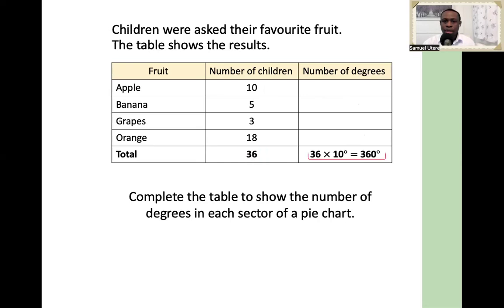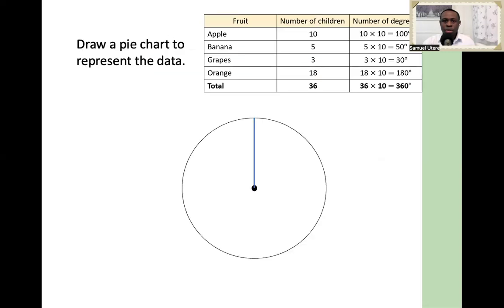So we'll say 10 times 10 degrees. The proportion of 5 bananas will be 5 times 10 degrees. The proportion of the degrees that 3 grapes will get is 3 times 10 degrees. And the proportion that 18 oranges would get will be 18 times 10 degrees. And that's the data.